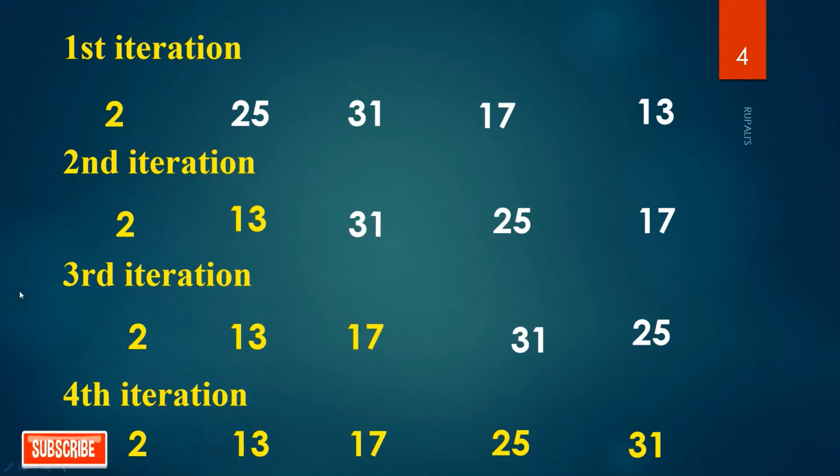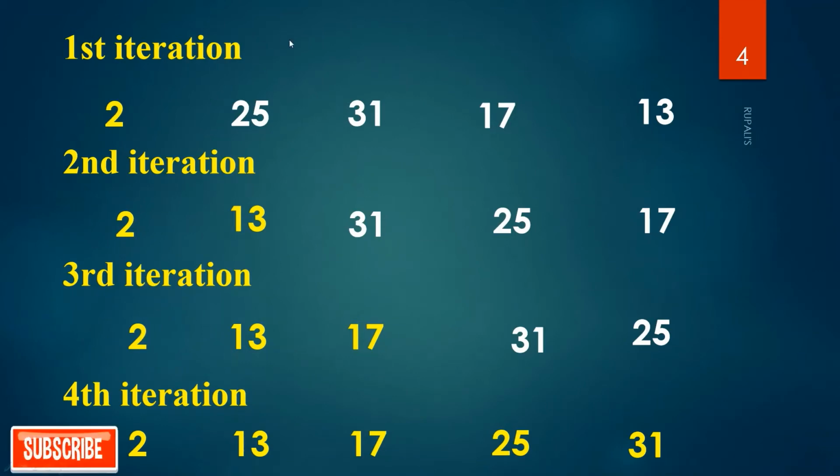Now I have some questions. Question number 1: how many elements are there? 5. Question number 2: if 5 elements are there, how many iterations are required to sort those elements? It is 4. Third question: if the number of elements is n, how many iterations are required? It is n minus 1. After the first iteration, what will we get? We will get the smallest element in the first place. After the second iteration, we get the first two smallest elements in their places. And after the third, we get the first three smallest elements.